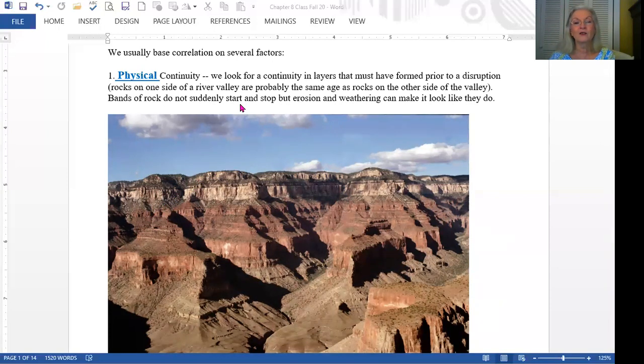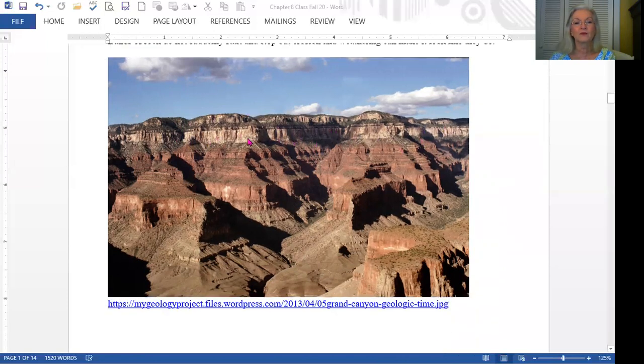We can see the two cliffs, we can see the river, we can match up the layers. There are some distinctive bands of rock that run through the Grand Canyon that make this pretty easy to do.